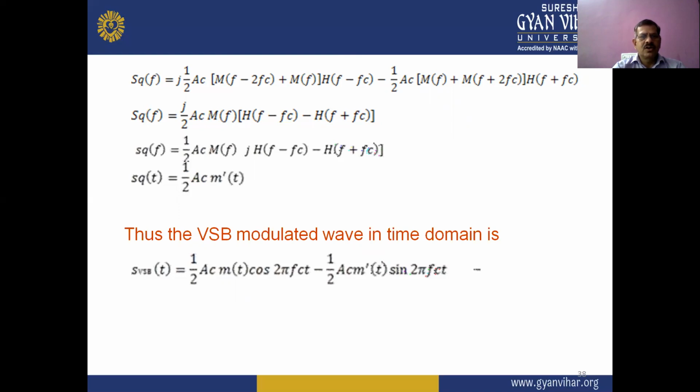this signal SQ(t) equal to 1/2 m'(t), that is 1/2 Ac m'(t). Thus the VSB modulated wave in the time domain is equal to 1/2 Ac m(t) cos 2 pi fct minus 1/2 Ac m'(t) sin 2 pi fct. So this is the VSB modulated wave in time domain form.